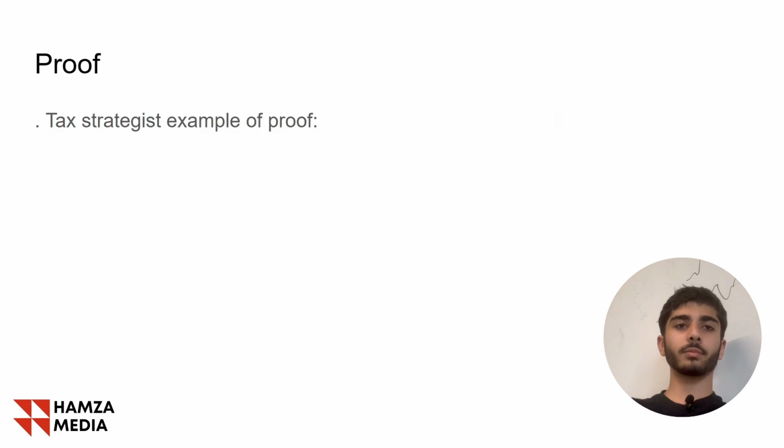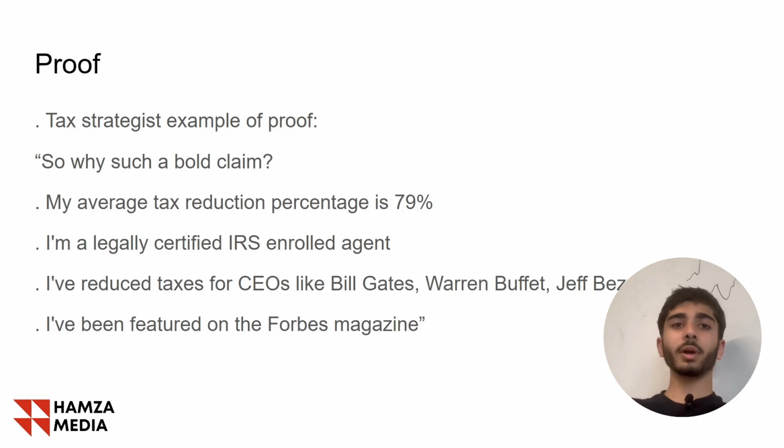Okay? So we're going with the tax strategist example hypothetically. So this is their example of proof. So why such a bold claim? My average tax reduction percentage is 79%. I'm a legally certified IRS enrolled agent. I have reduced taxes for CEOs like Bill Gates, Warren Buffett, Jeff Bezos, and I've been featured on Forbes magazine. You can see that's just a blend of people they've worked with, actual results that they've gotten, and certificates, okay?